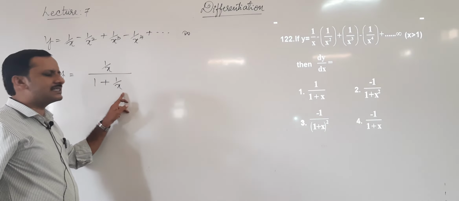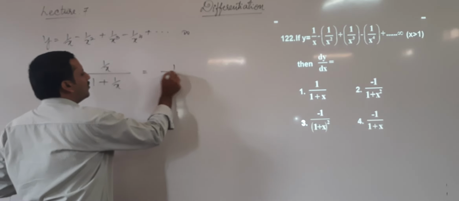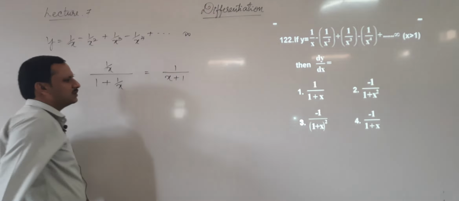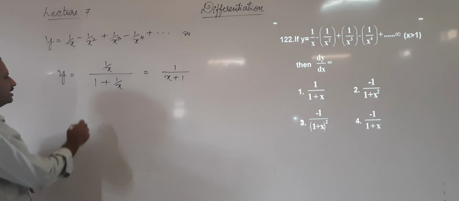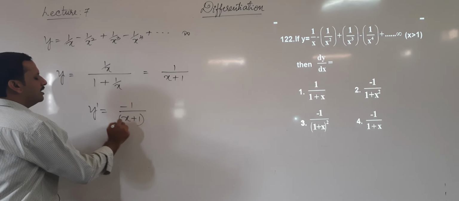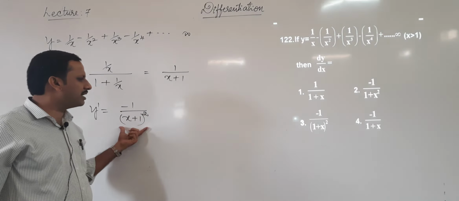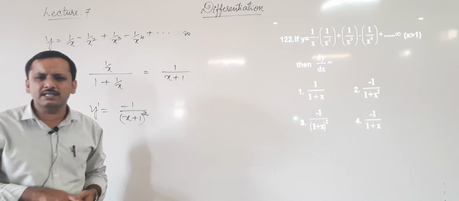Take LCM here, x is the LCM, (x + 1)/x, x gets cancelled. So, we have 1/(x + 1), this is y. y is equal to 1/(x + 1). So y dash is equal to −1/(x + 1)². Derivative of 1/x is −1/x². So −1/(x + 1)², which is the third option.